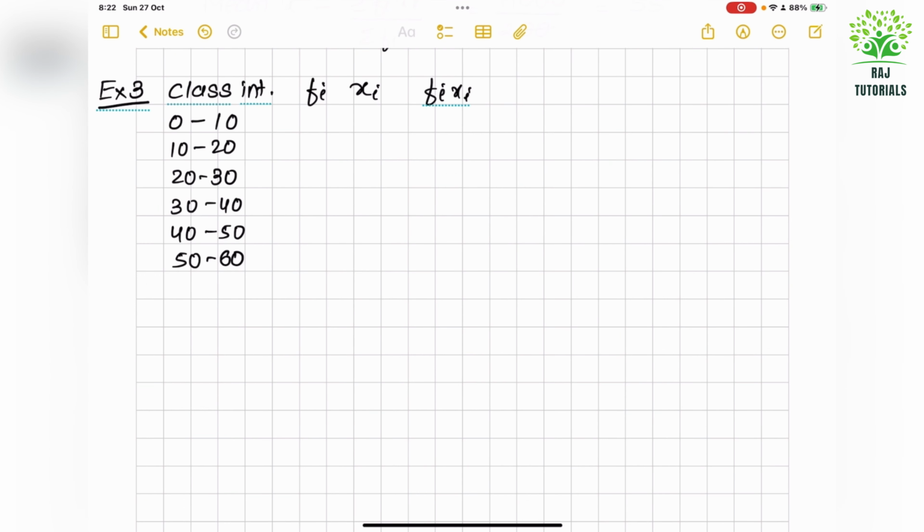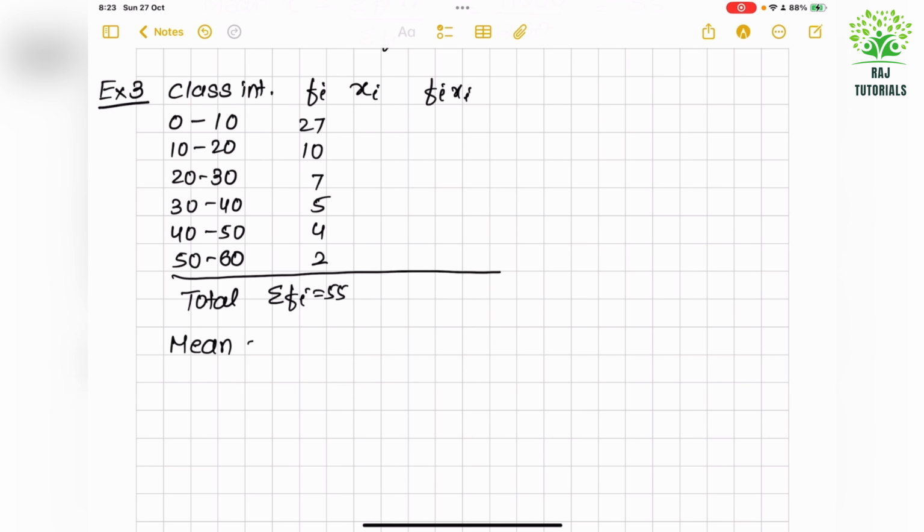Now taking another example of grouped data. Grouped data means I will be given a class interval. Suppose 0 to 10 it is 27, and then 10 to 20 it is 10, 20 to 30 it is 7, then 5, 4 and 2. So if I add them all, summation of fi will be 55. Now xi I have to find, but see, in the direct method the formula was mean x bar equals sigma fi xi upon sigma fi.